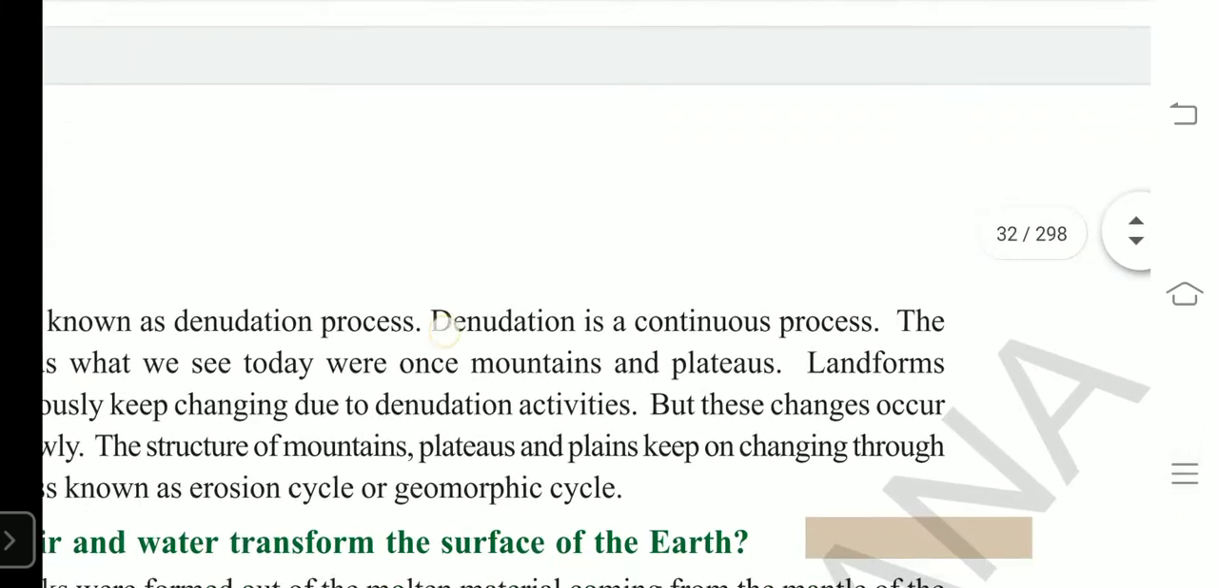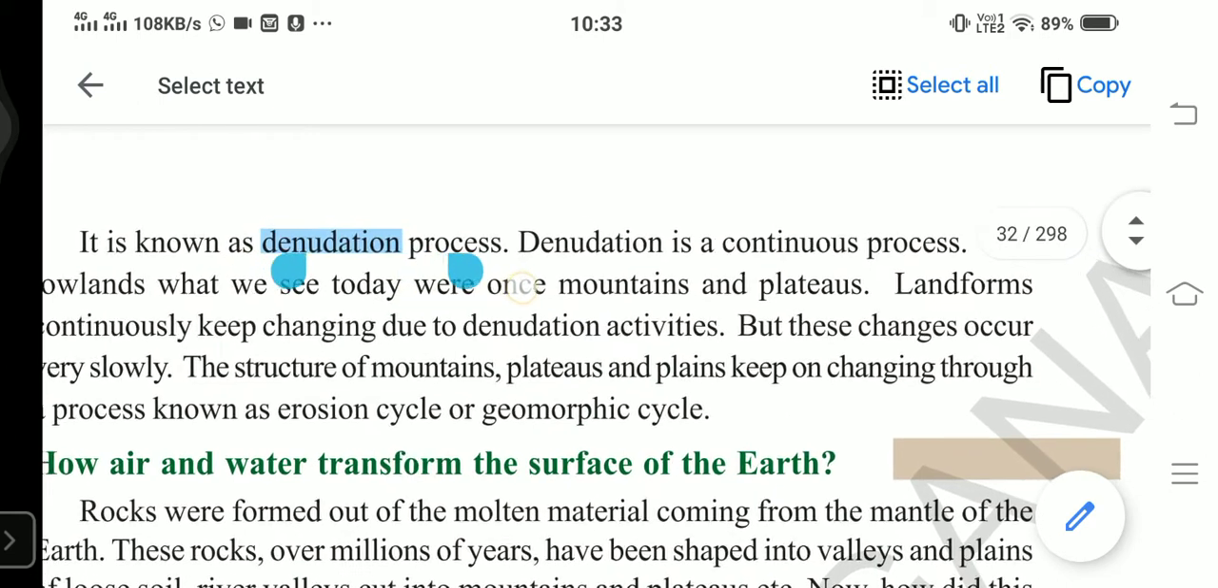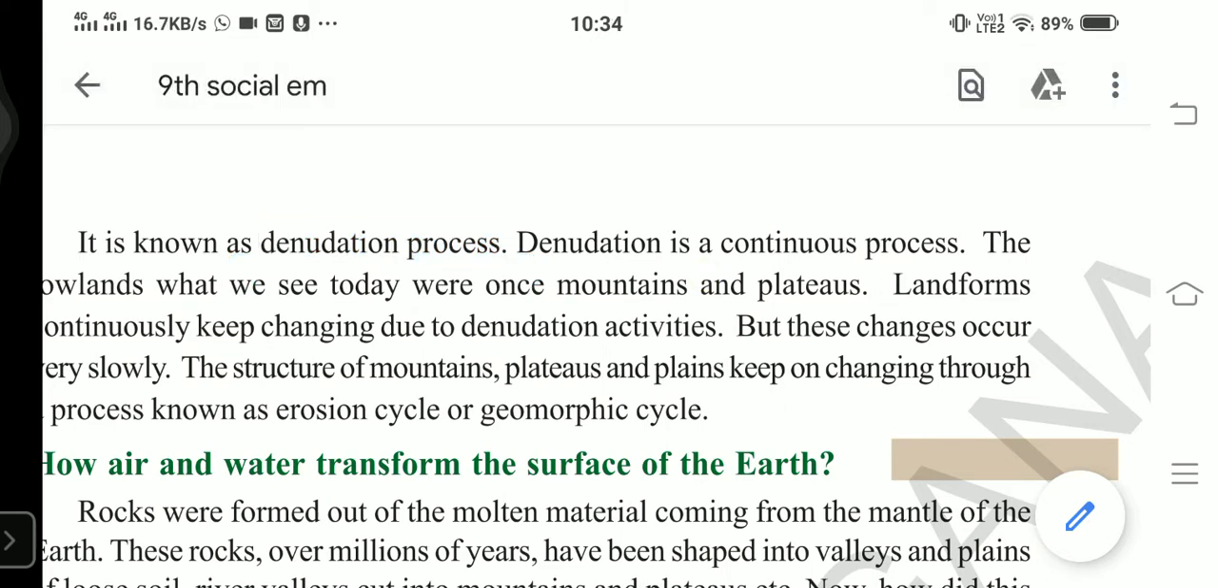Here it is. I'll take it into the text. See, it is known as denudation process. What is known as denudation process? That is weathering, erosion, transportation, and deposition. Four stages. These four stages work out simultaneously, always, on all the landforms throughout the world, throughout the earth. Understand? So that process continues. It is a continuous process. Which one? Denudation process is a continuous process.